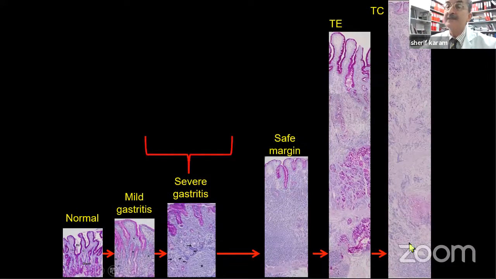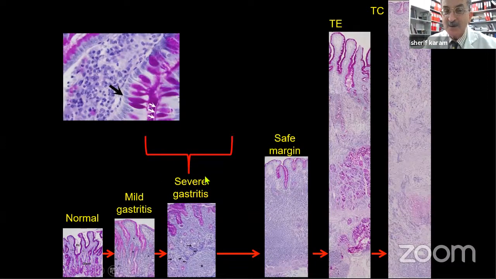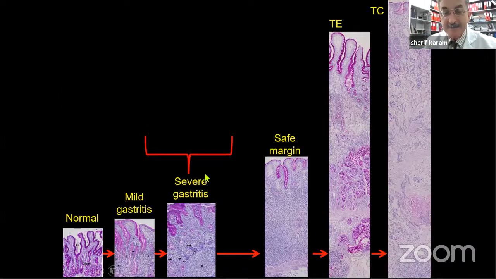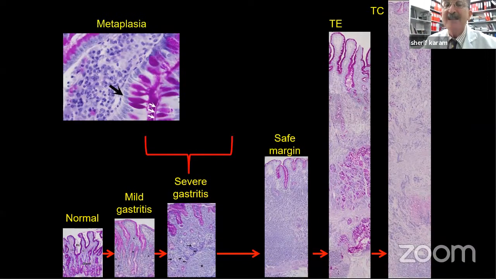The mucosa thickness increases, and the gastric glands are becoming more and more, they disappear. So in the safe margin, you see it's very similar to severe gastritis with loss of the gastric gland, most of the gastric gland here, there are infiltration with a lot of cancer cells, and here also the same thing. If you look at the severe gastritis, we were able to identify some samples which have metaplastic changes.